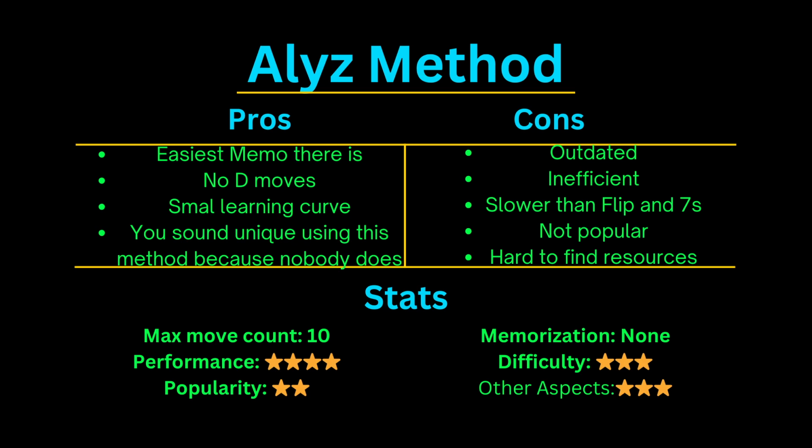Alyz is an extremely easy method, and it is very, very similar to 7 Simul Flip, as you have no D moves. The problem is it's slightly slower and less efficient. People love how easy it is, but there is a variant of 7 Simul Flip that is only a tad bit harder, but also a lot faster. Overall, I love this method, but similar to Sheerin, it's just a bit outdated and a little inefficient.